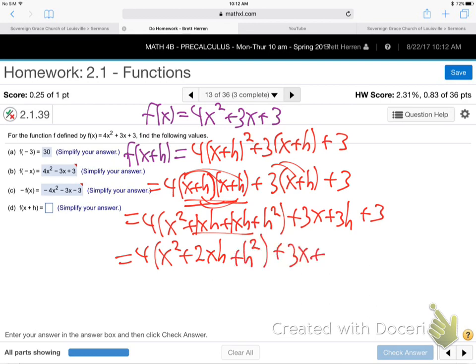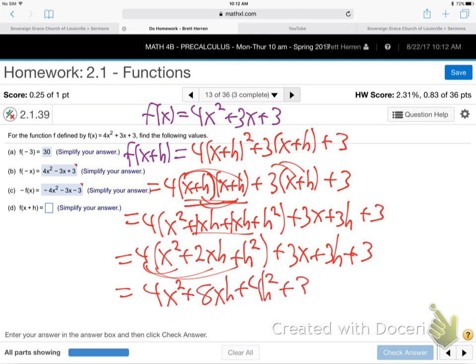And then distribute that: 4x squared plus 8xh plus 4h squared plus 3x plus 3h plus 3. Whew, we're almost there. One more step, hopefully. Or no, we're just done? Is there anything like terms there? No. All right, we're just done. Nothing more combines. So there we go. You got to do a lot of this in calculus. That exact thing, they have you plug x plus h into functions.